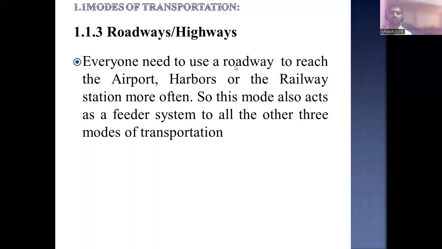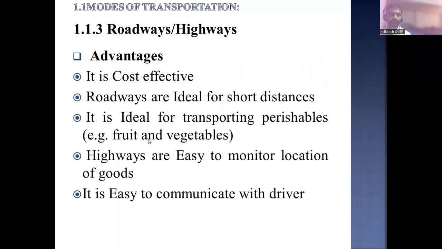Everyone needs to use the roadway to reach the airport, harbors. Okay, same point. So this mode also acts as a feeder system to all other three modes of transportation. Okay, what are the advantages? Advantages: it is cost effective. Yes. As per the IRC classification you have seen, national highway, state highway, MDR, ODR, and village roads. So the national highway requires very high investment.